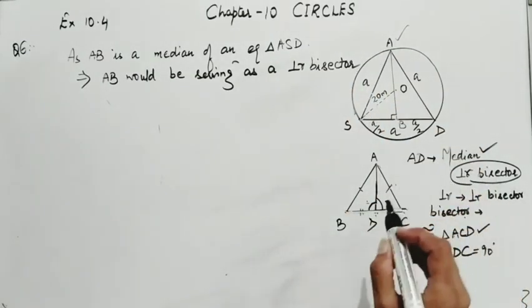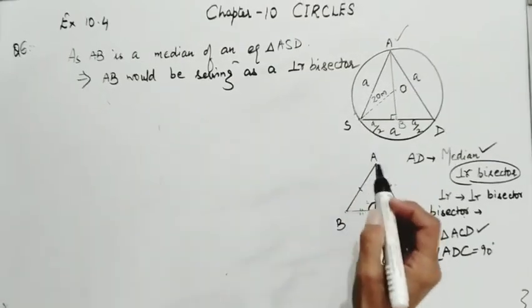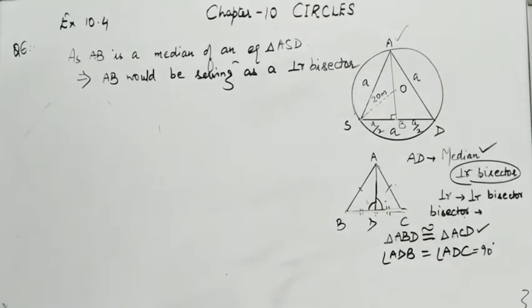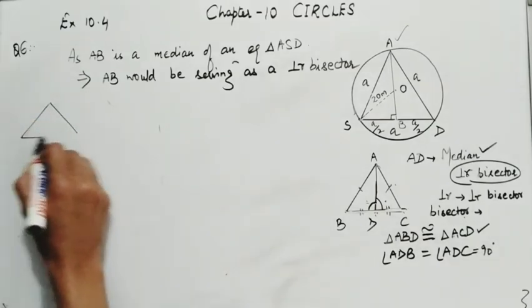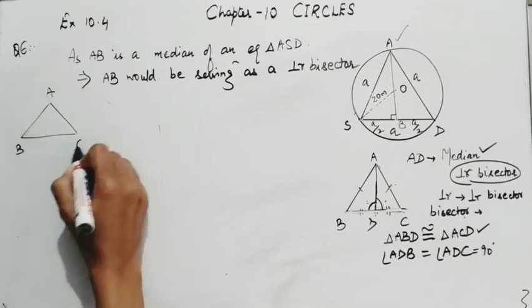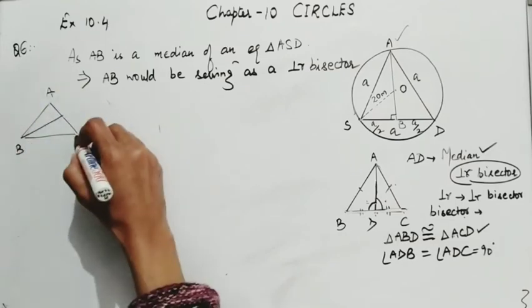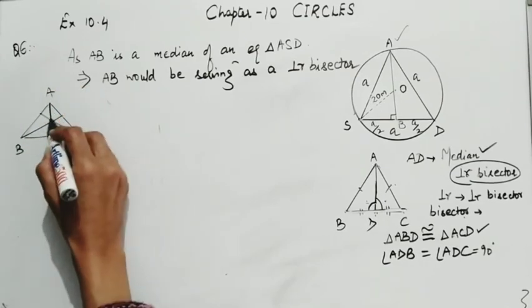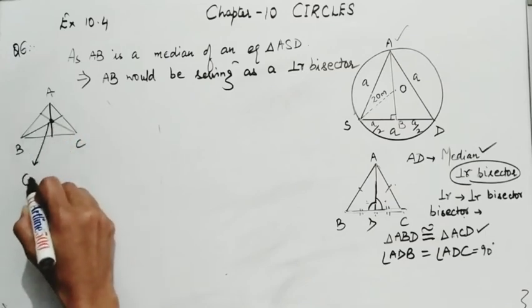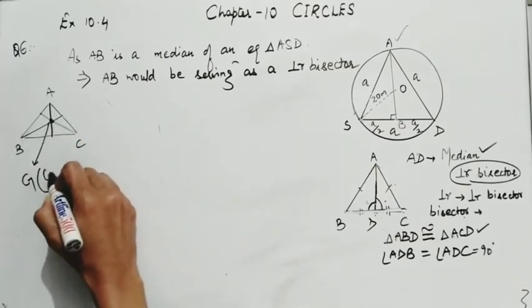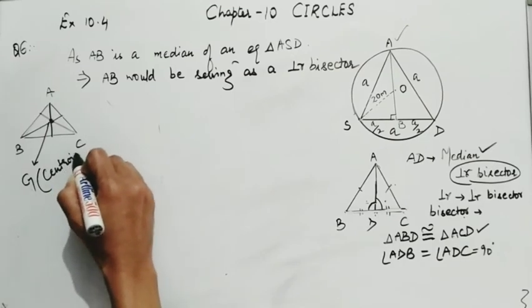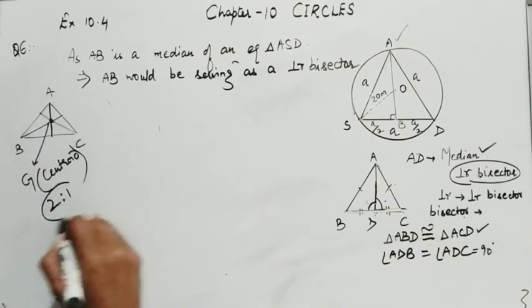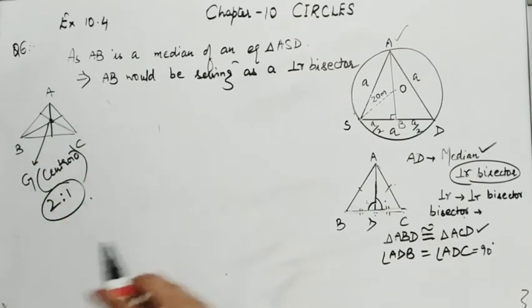Now, one important concept you must know, the point where all the medians meet. If we take a triangle ABC, from B one median is drawn, from C another median is drawn, and from A. The point where all the medians meet is represented by G, and it's called the centroid. And the centroid divides the median in the ratio 2:1. Very important result.